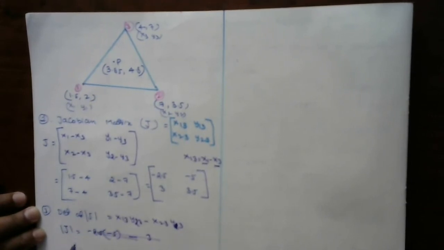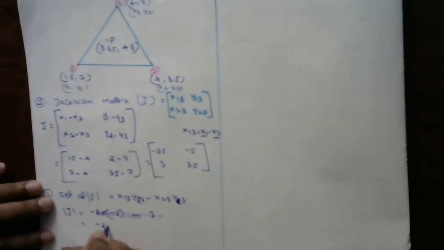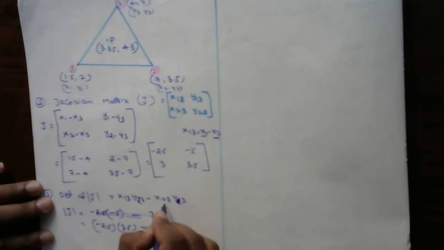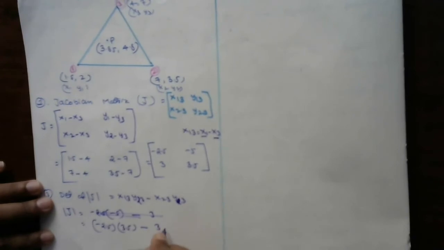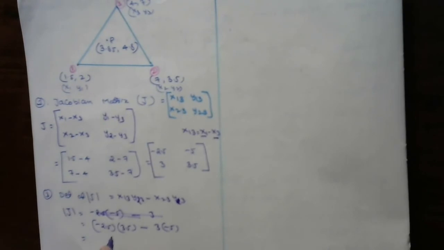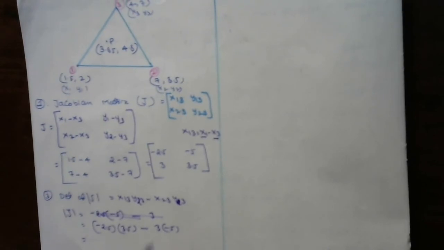So therefore it is possible to write the determinant of J as x13, which is equal to minus 2.5, into y23. y23 is nothing but 3.5. So minus x23. x23 is nothing but x2 minus x3, that is equal to 3, and into y13, that is equal to minus 5. So this is the determinant of J. This can be written as 2.5 into 3.5, which you have to multiply, and here 3 into minus 5 you should multiply.